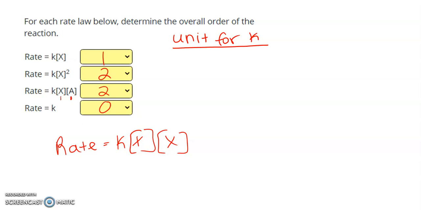So let's go over the units for each of these reactions, the units for K. So in a first order reaction, the unit for K is inverse second, or second to the negative 1. That's for first order reactions. For second order reactions, the unit for K is molarity to the negative 1, second to the negative 1. Same for this other second order reaction, M to the negative 1, S to the negative 1. And then finally, the units for K in a zero order reaction are molarity per second.